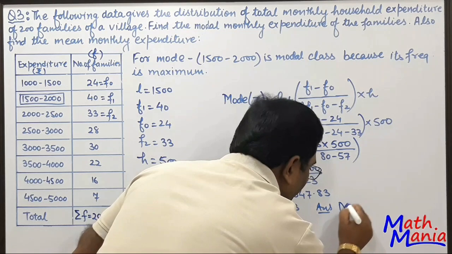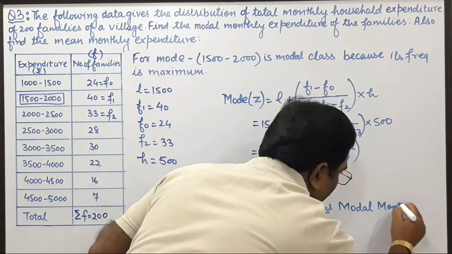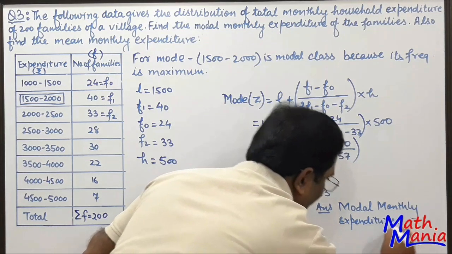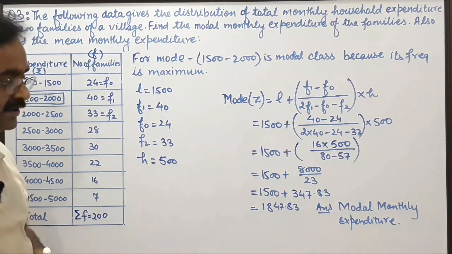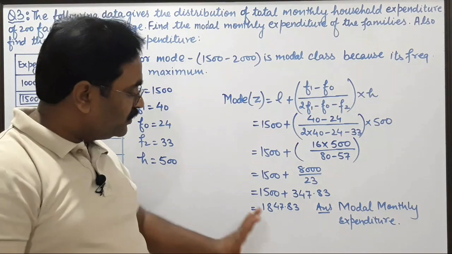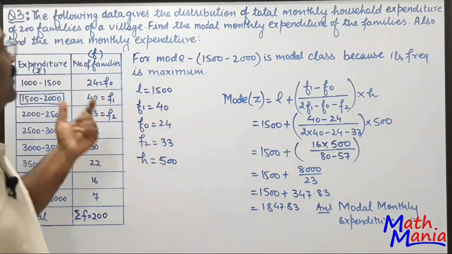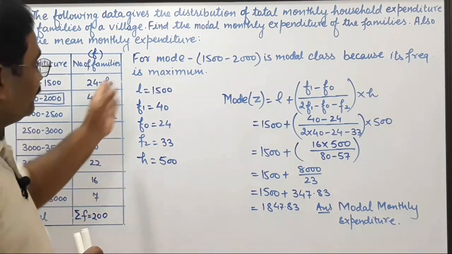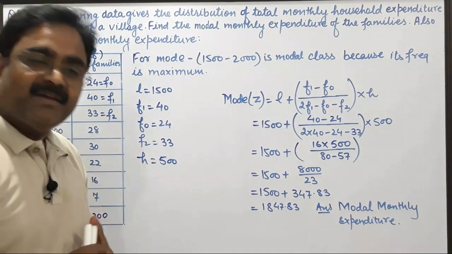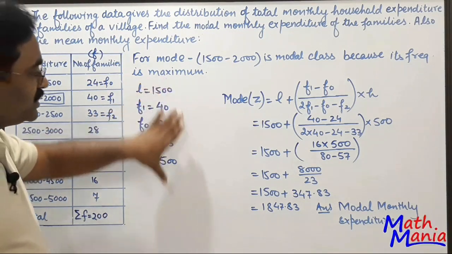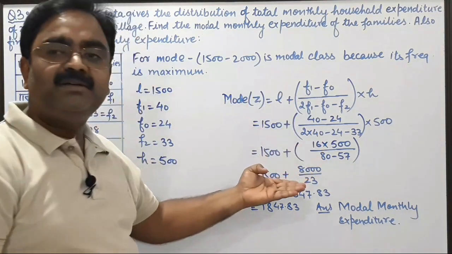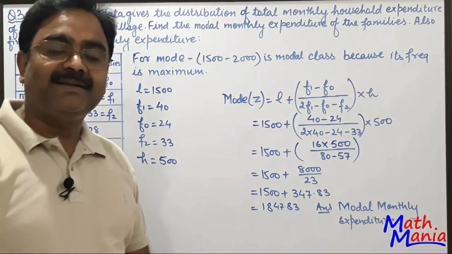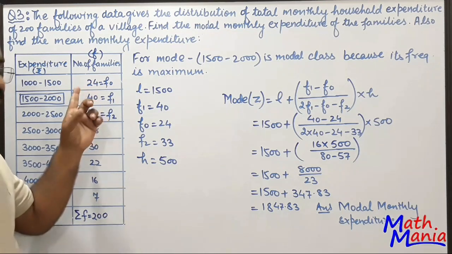Meaning the modal monthly expenditure of the given data, right friends? So to find the mode of the grouped frequency distribution, there is no need to find any extra column. The given information is sufficient. From this we have to find all these terms and substitute them in the formula. We will get the mode easily. So to find the mode, it is important to find the modal class. And how to find the modal class? You have to see the highest frequency, right?